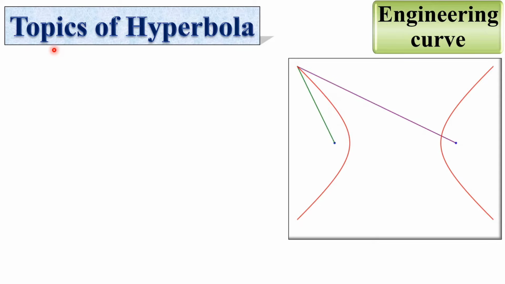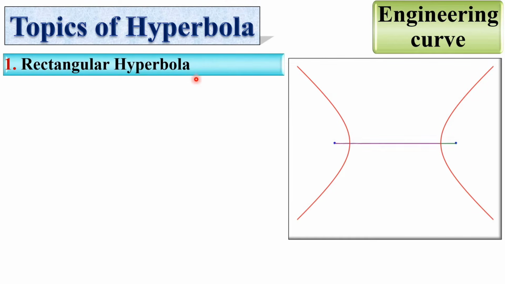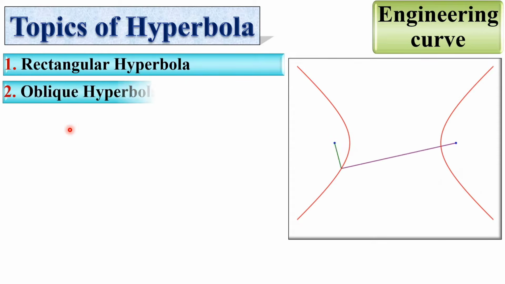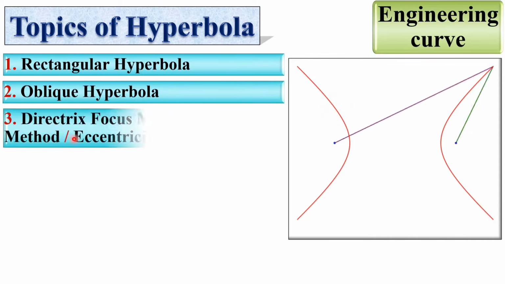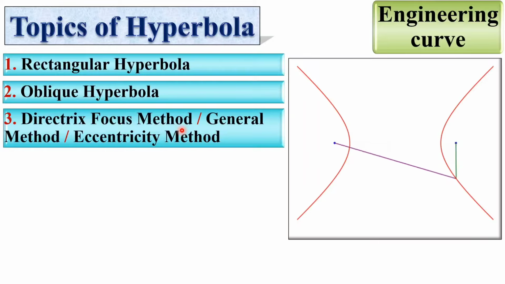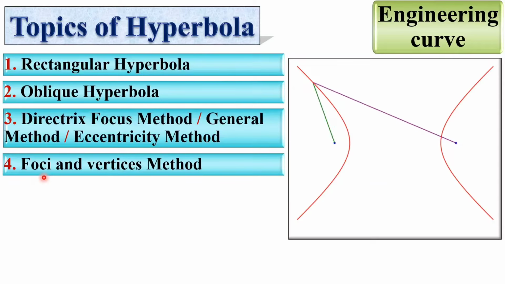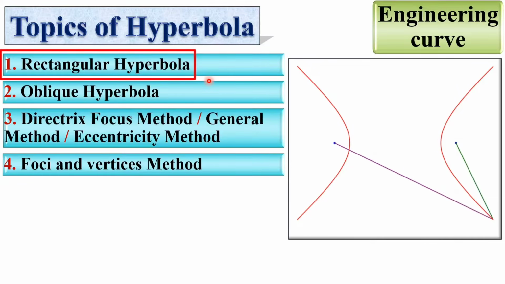First of all, see what are the different topics that we are going to cover in hyperbola. Rectangular hyperbola, then we will see oblique hyperbola. Next, the directrix focus method for the hyperbola, which is also known as the general method, or the eccentricity method. And at last we will see the foci and vertices method. Let's start with the first one, rectangular hyperbola.